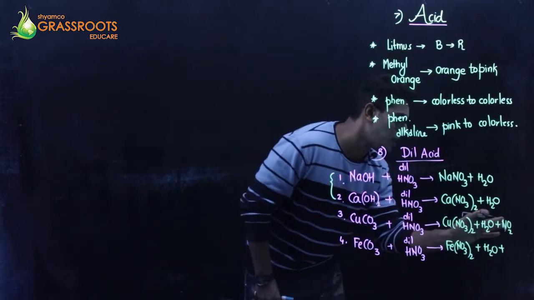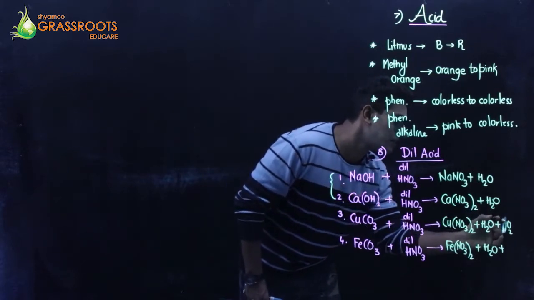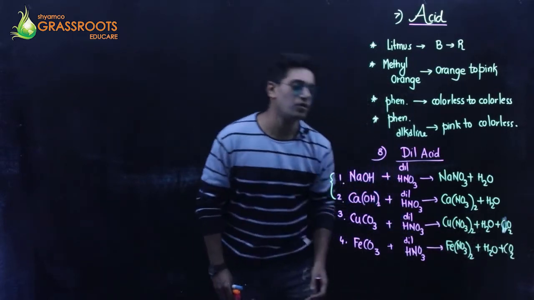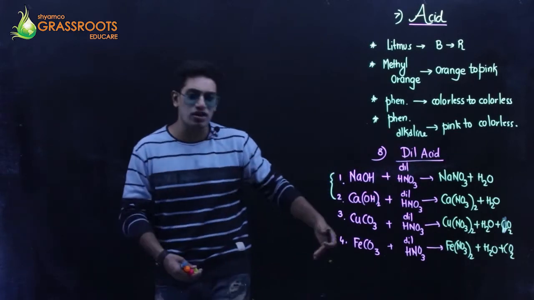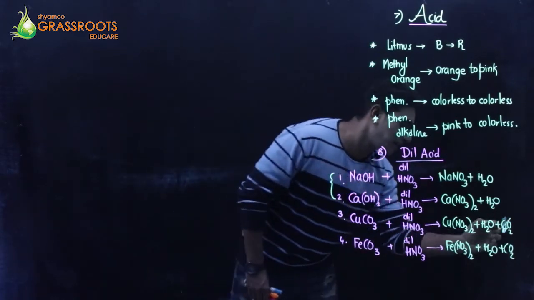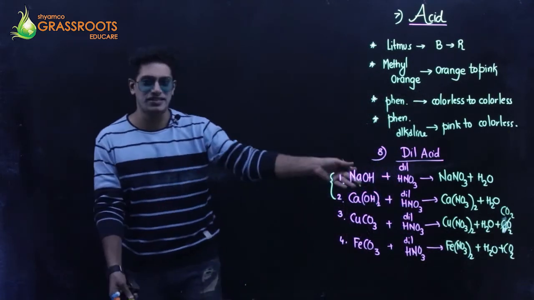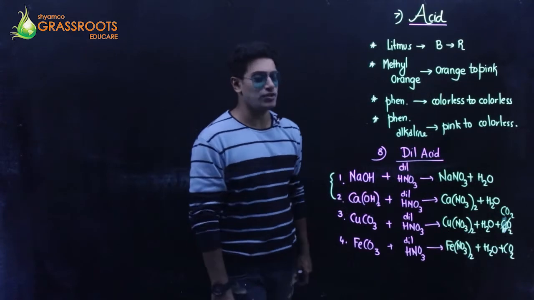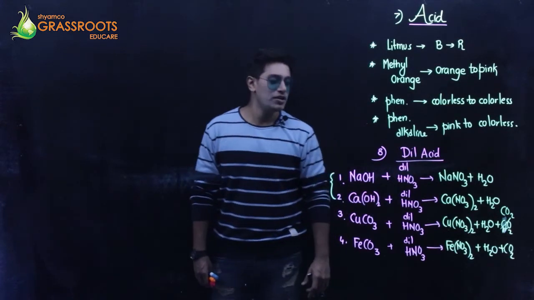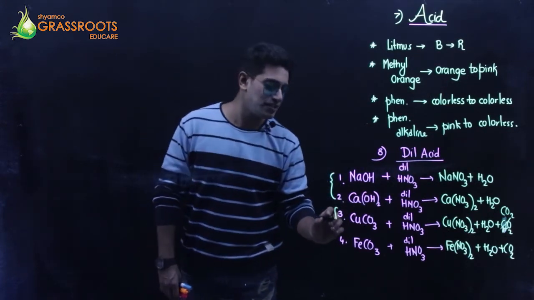Why did I write nitrogen dioxide? It should be carbon dioxide gas. Oh, come on, it's carbon dioxide. I spoke carbon dioxide. Alright, fine, you can write carbon dioxide. And that's okay, come on. We are humans, we tend to make mistakes. But we realize, we rectify, so it's okay, fine. So these are the few reactions with acids.